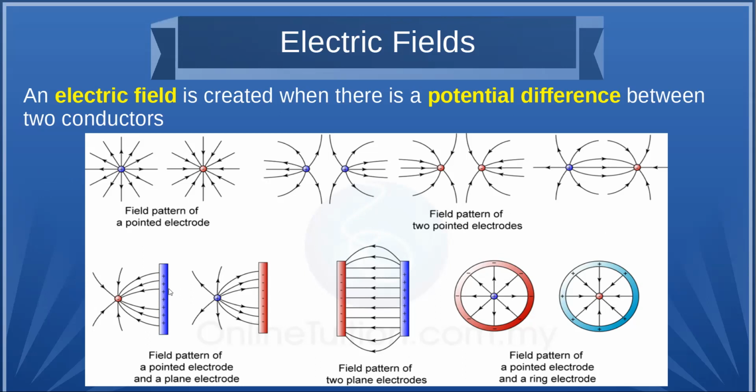Okay, so these other ones are showing like a wire adjacent to a plate of some sort and how those fields are. If we had two plates with opposite charges, then you've got pretty much a constant field between them, and this is how a capacitor works.